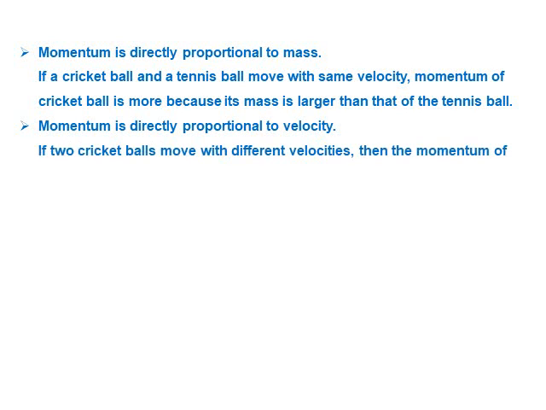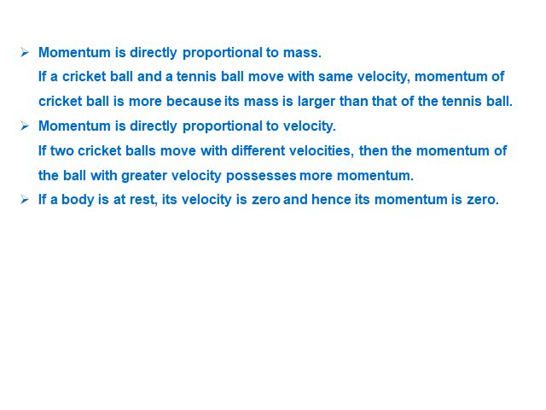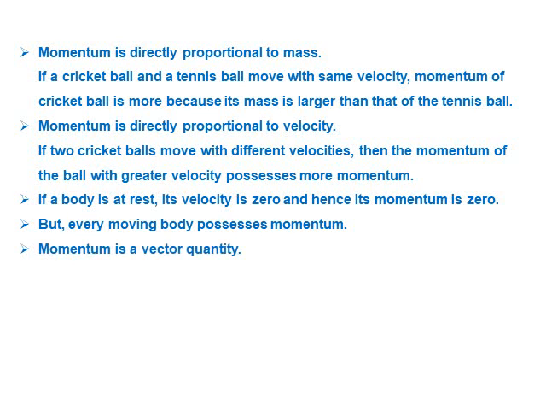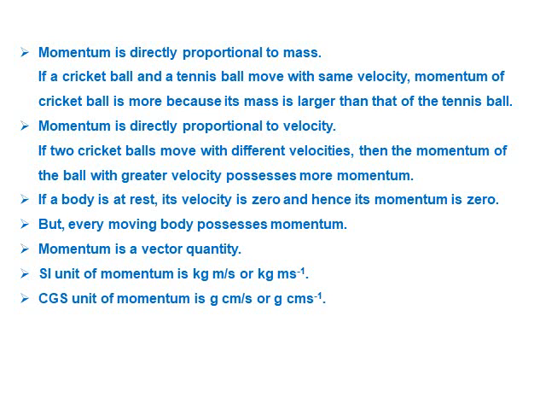Momentum is directly proportional to velocity. If two cricket balls move with different velocities, then the ball with greater velocity possesses more momentum. And if the body is at rest, its momentum is zero. But every moving body possesses momentum. Momentum is a vector quantity and its SI unit is kilogram meter per second.